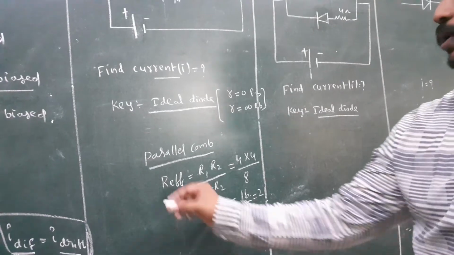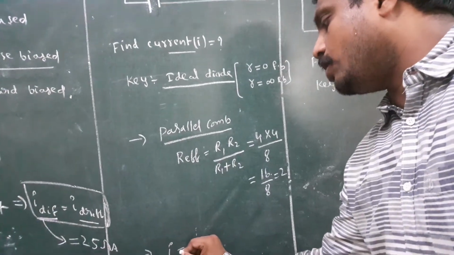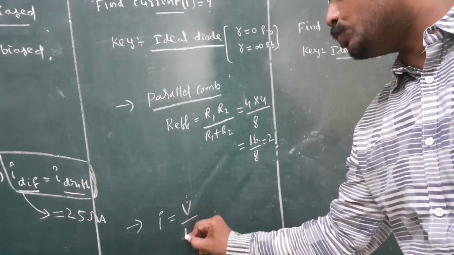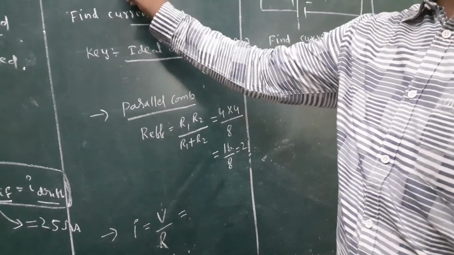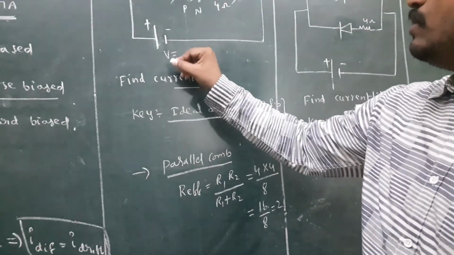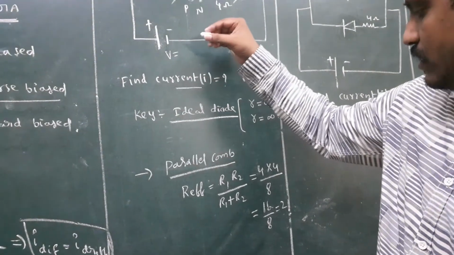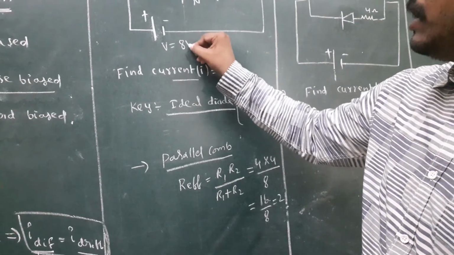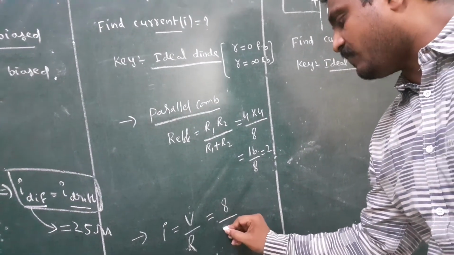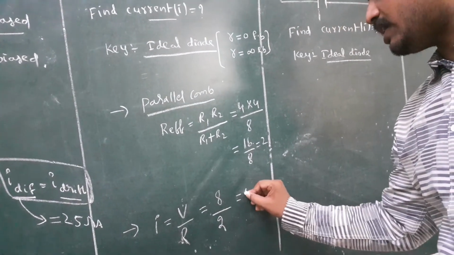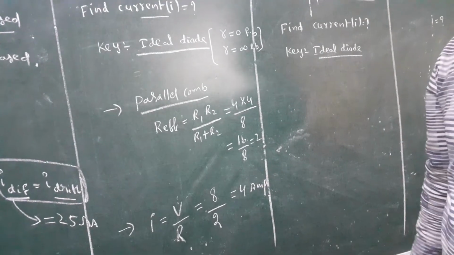Next, to determine the current, according to Ohm's law, I equals V by R. The voltage is also given in the diagram, for example 8 volts. So write 8 volts divided by the total effective resistance, 2. What is the current flowing in the circuit? 4. The current unit is amperes.